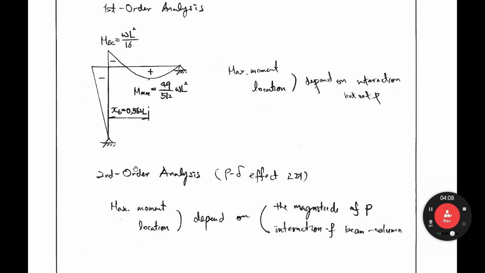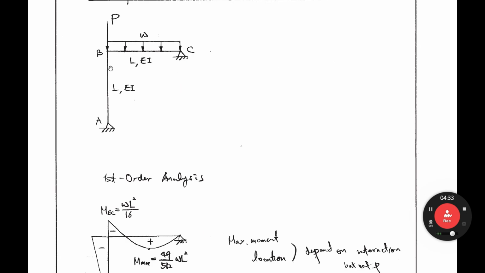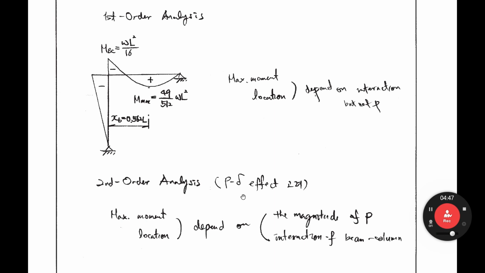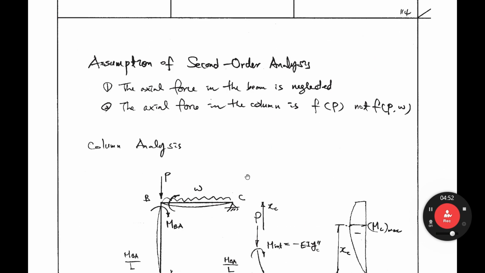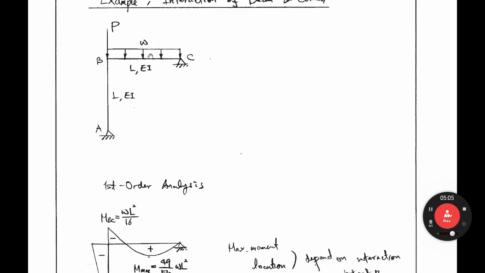So in the second order analysis, maximum moment and location depend on interaction of beam column, the same as the first order analysis, and also the magnitude of P. This P increase, maximum moment location change as P increase because we are doing second order analysis. I'll show you process. So in this second order analysis, the axial force in the beam is neglected. A little axial force may occur if we do second order analysis. The axial force at the beam ignored.